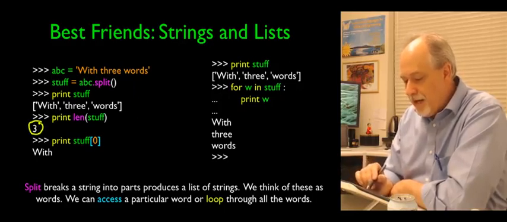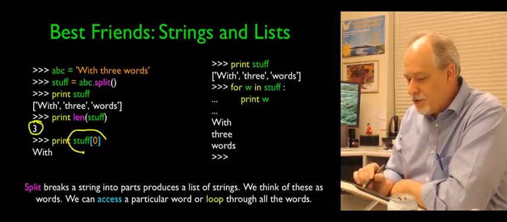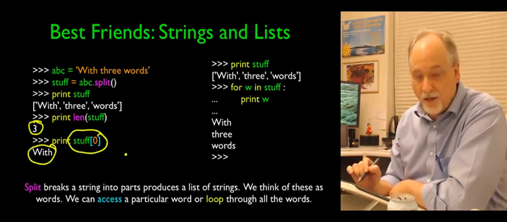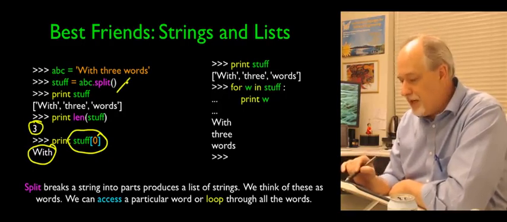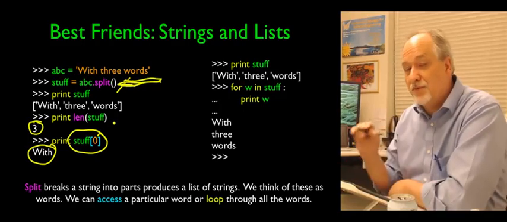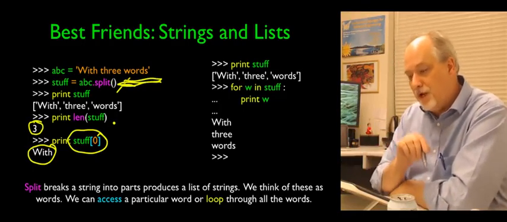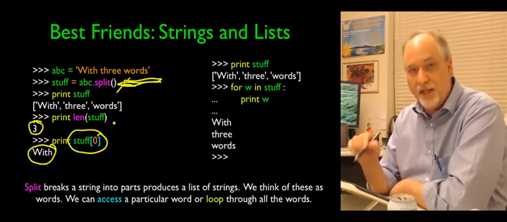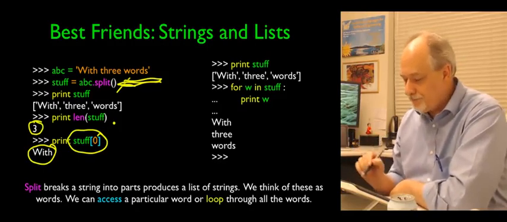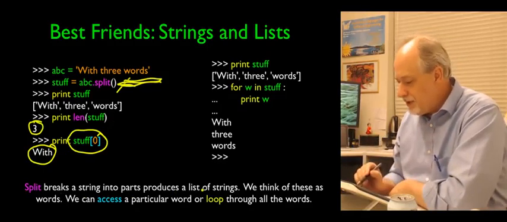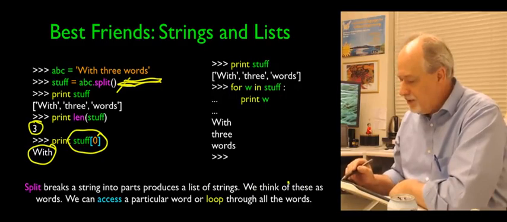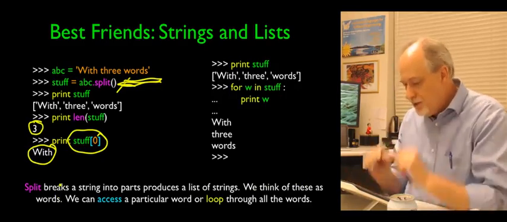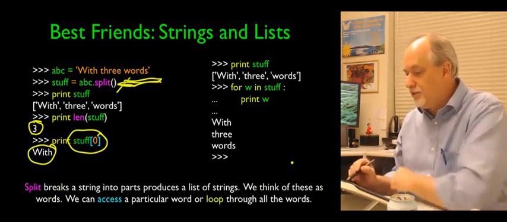It's very powerful. So we split it and we get back a list. There are 3 words, and the first word, stuff sub-zero, is with. So there's a lot of parsing going on here. We could do this with for loops and a lot of other things, but there would be a lot of work in this split. Given that this is a really common task, it's really great that this has been put into Python for us. So split breaks a string into parts and produces a list of strings. We think of these as words. We can access a particular word, or we can loop through all the words.